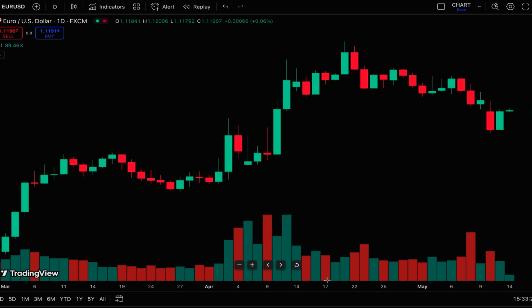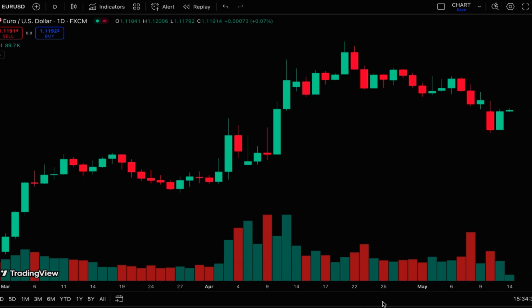Depending on the candle, if it's green or red, the color of the bar is green or red. So when you see a green bar, it only means that in that time period the candle was green, and when you see a red bar, it only means that in that time period the candle was red. As I said, these bars only show the amount of units or the amount of money that was exchanged for the given period of time.